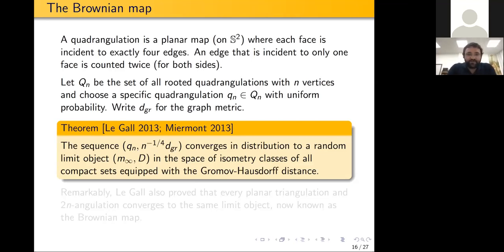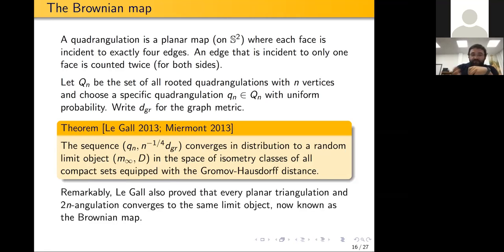And this limit object is called the Brownian map. All right, so you have this convergence, and it turns out, again, it is kind of a universal object. You can do this for triangulations, and they converge to that. You can do it for 2n-angulations, and they converge to that. It's also assumed that it happens for all the odd ones, 2n plus 1 angulations, but that's not proven yet. There are some complications in the proofs, apparently, but it seems like this is the limit object that you want to look at.